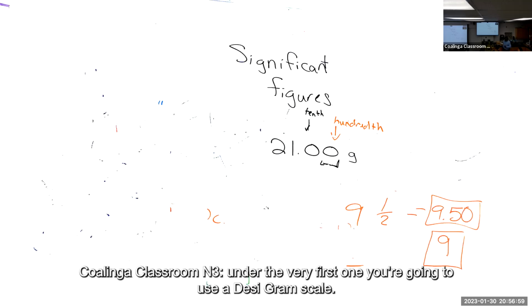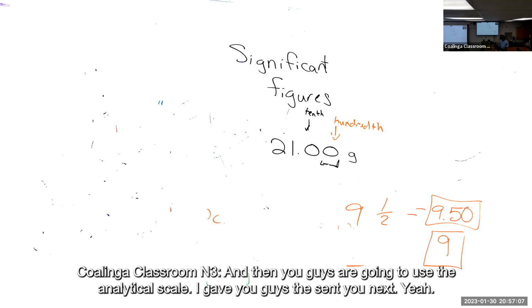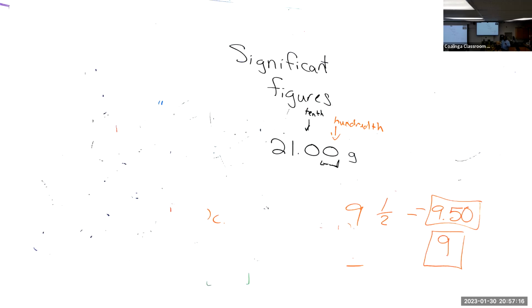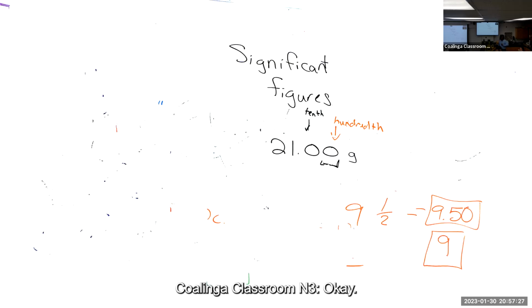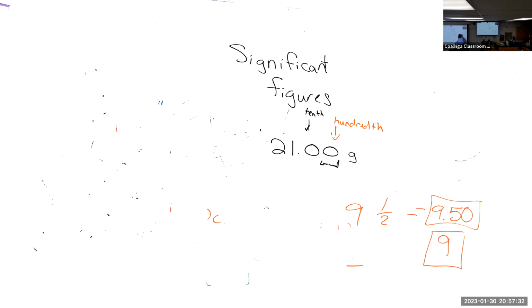So first off, under the very first one, you're going to use a decigram scale. You get the decigram scale. And then you guys are going to use the analytical scale. I gave you guys the centigram scale. The decigram scale only goes to the 10th spot, deci, 10. So it's going to go to the 10th spot instead of the 100th spot or beyond. So let me grab you the right scale, since I got the wrong one.